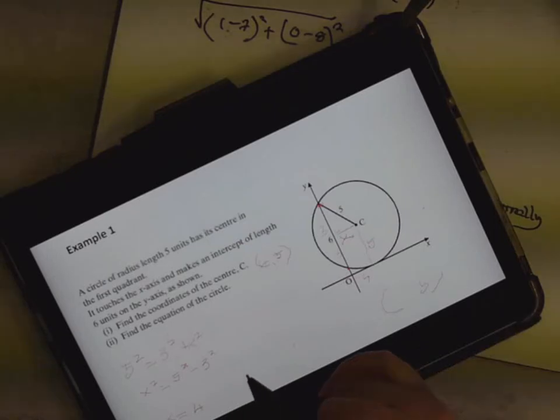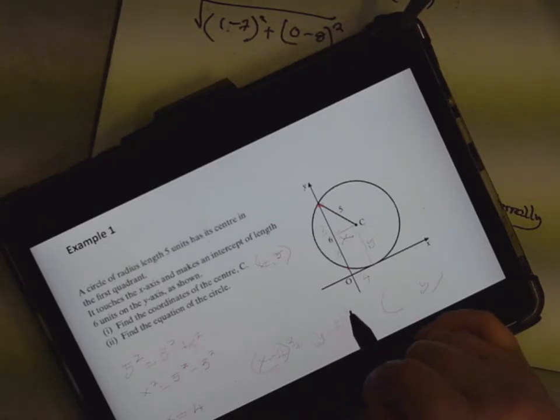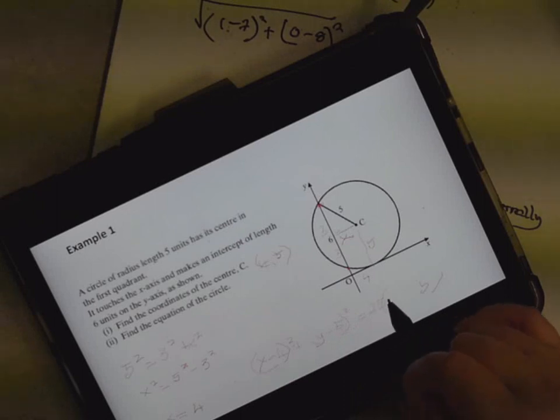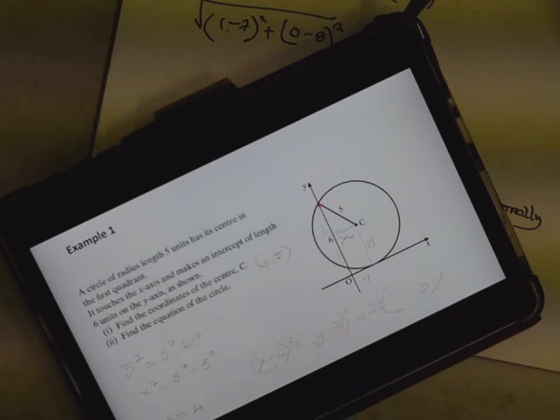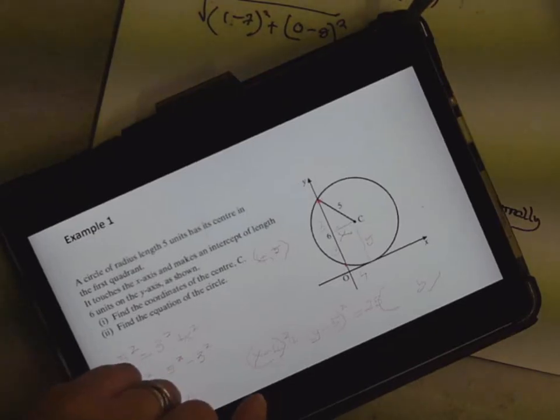So we know the radius of the circle, we know the centre of the circle, so it's x minus 4 all squared plus y minus 5 all squared equals r squared. R squared is 5 squared, which is 25. And it's fine in that form. So when they ask you for the equation of a circle, that's the easiest one to do.